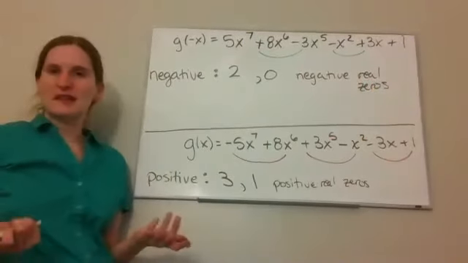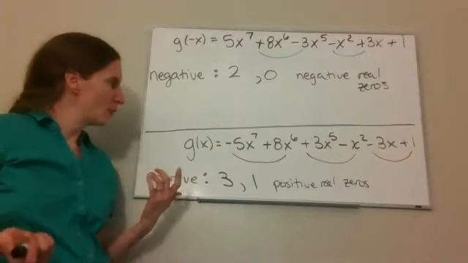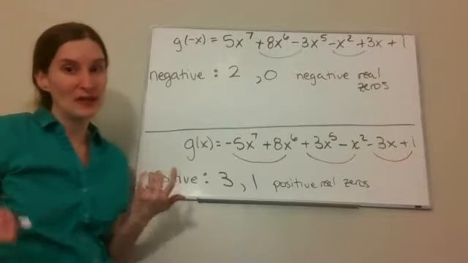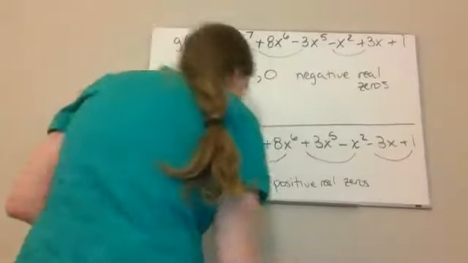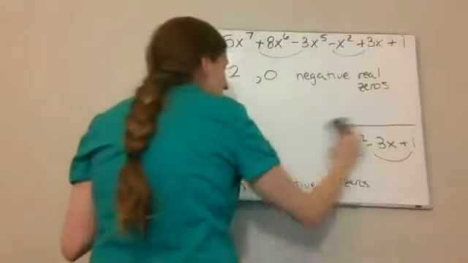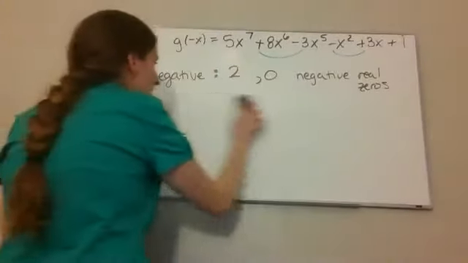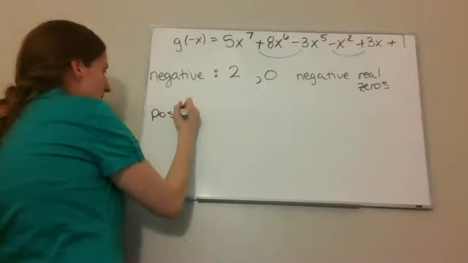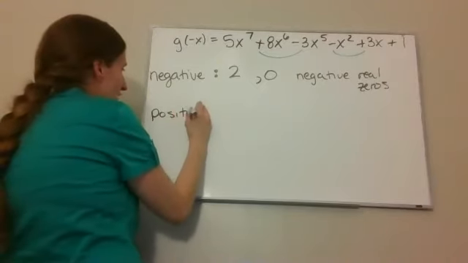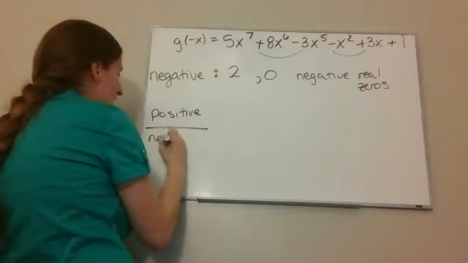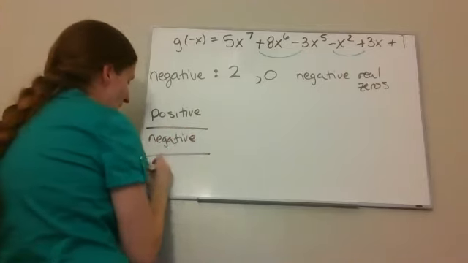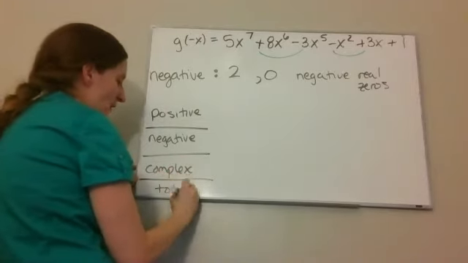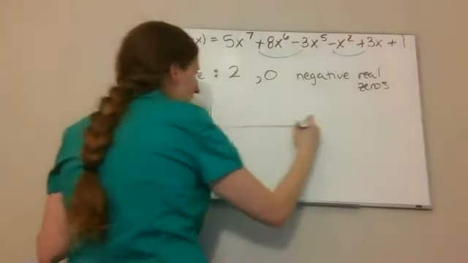Well, how many zeros does it have altogether? We know that this polynomial has to have 7 zeros altogether. So this means that all the other ones are going to be complex zeros. When we take a look at all of this information put together, here's positive real zeros, negative real zeros, or complex zeros. I know my total has to be 7.